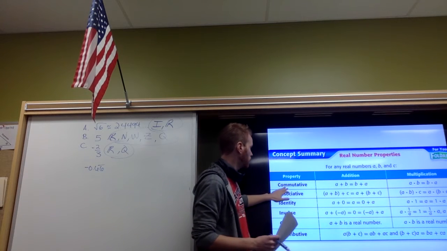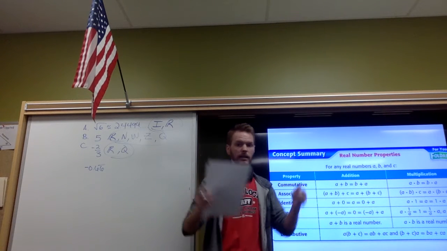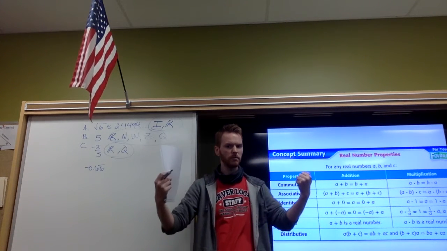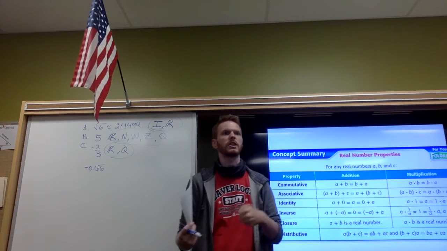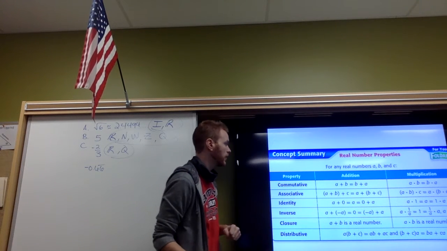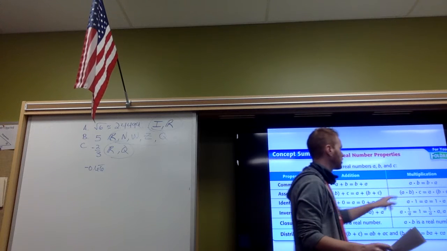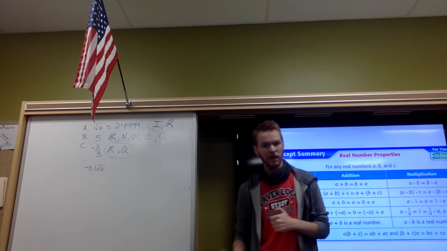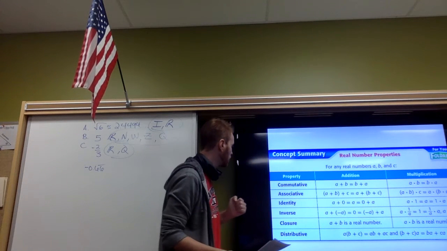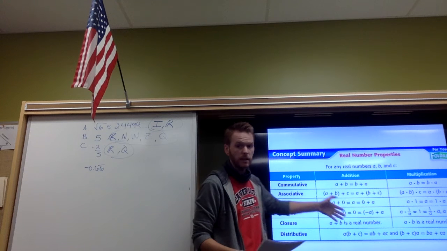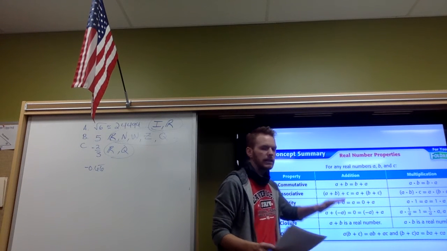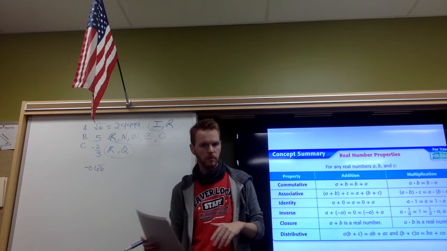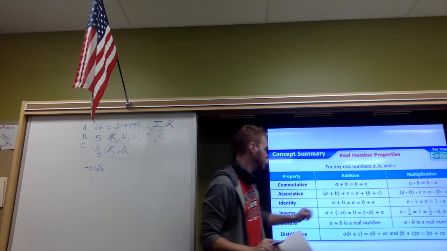So commutative, that just means when I'm adding, it doesn't matter what order I add two numbers, right? 1 plus 2 is the same thing as 2 plus 1. Nothing changes. If I multiply two numbers in any order, I get the same answer. We know that. Associative is grouping, right? If I'm adding, it doesn't matter what two numbers I add first.